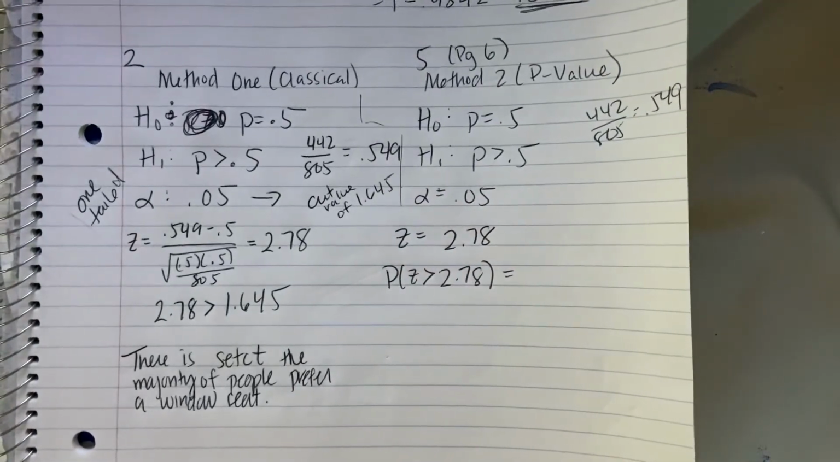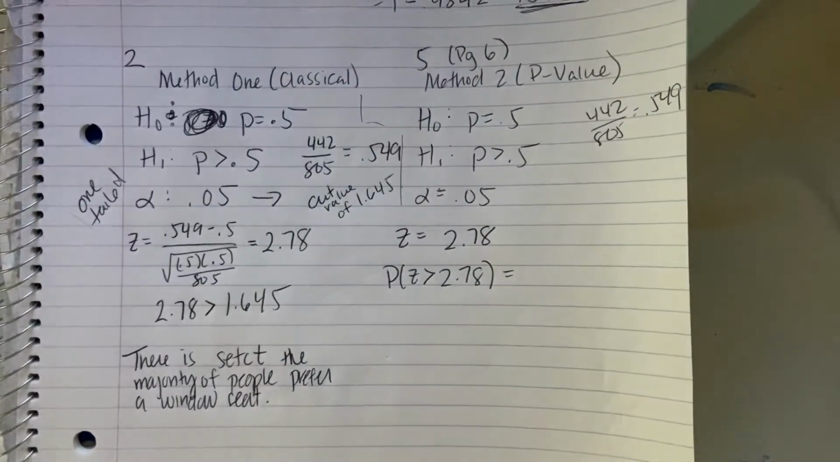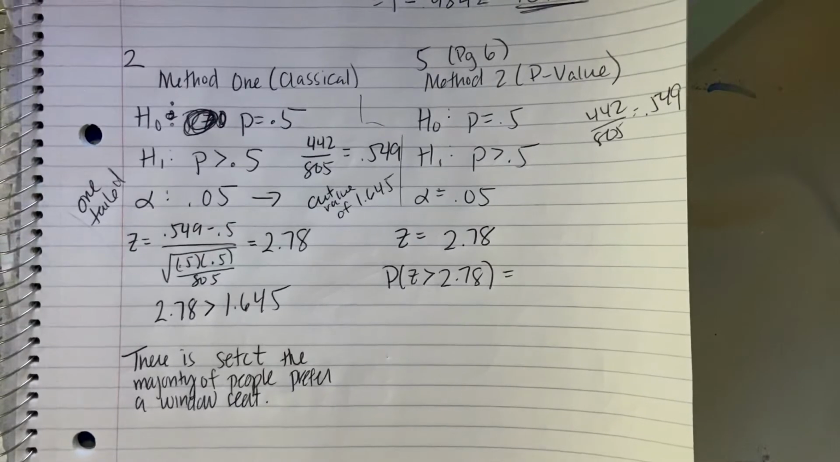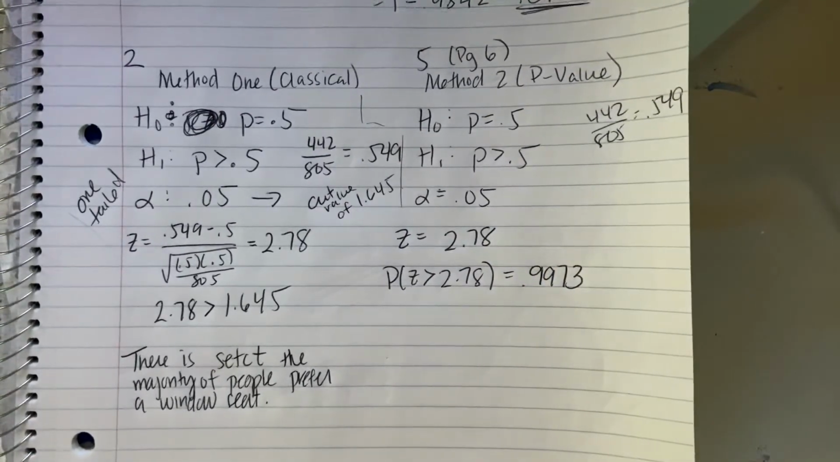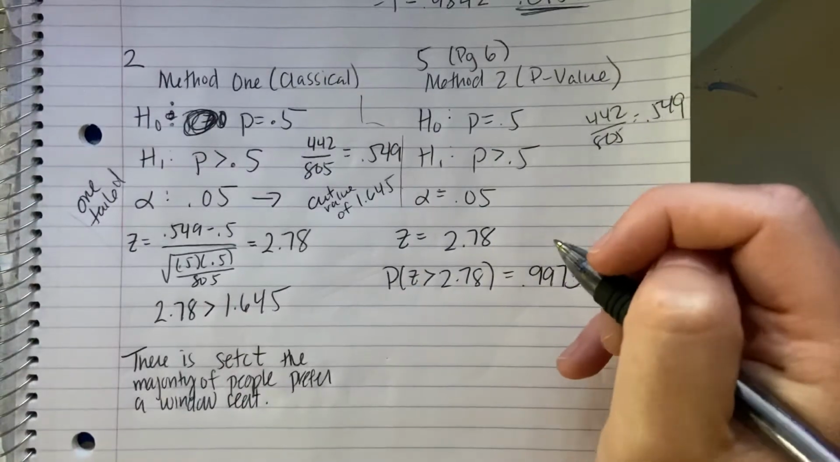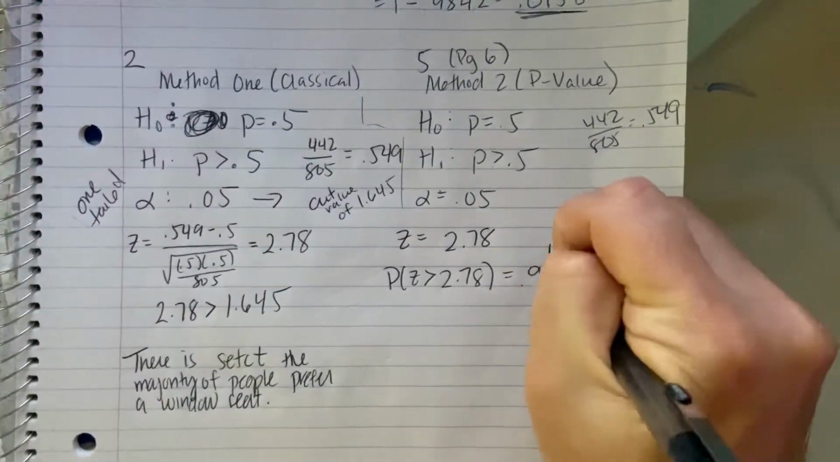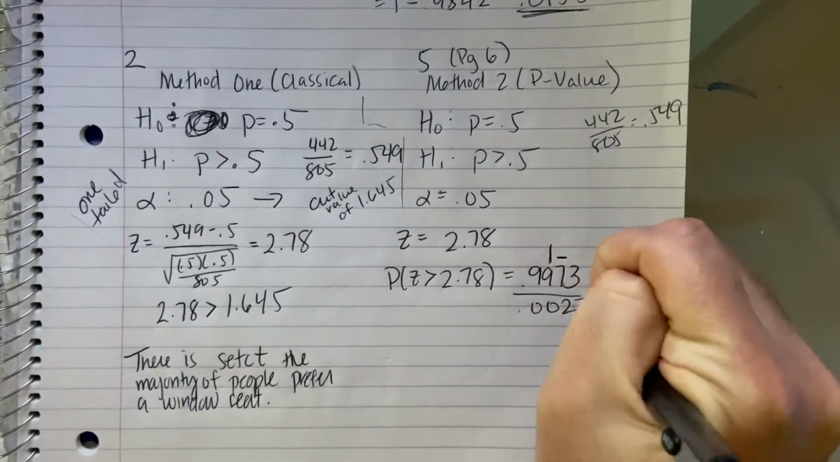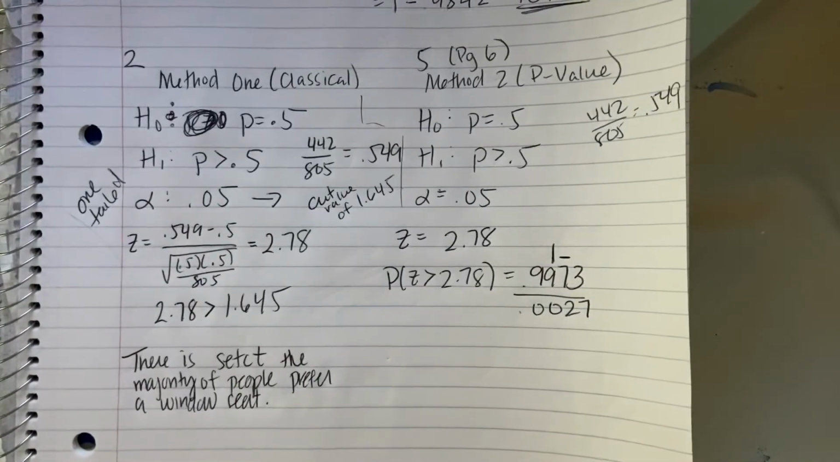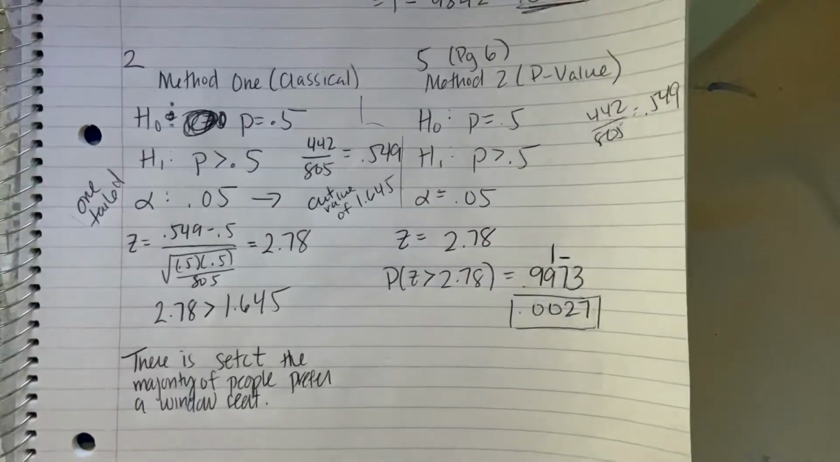This is where you go to the z-table and find 2.78 down the left and top side. I show it as 0.9973. That would be the probability that it's less than 2.78, so I have to do 1 minus 0.9973, which is 0.0027. So the actual chances of this are 0.0027.